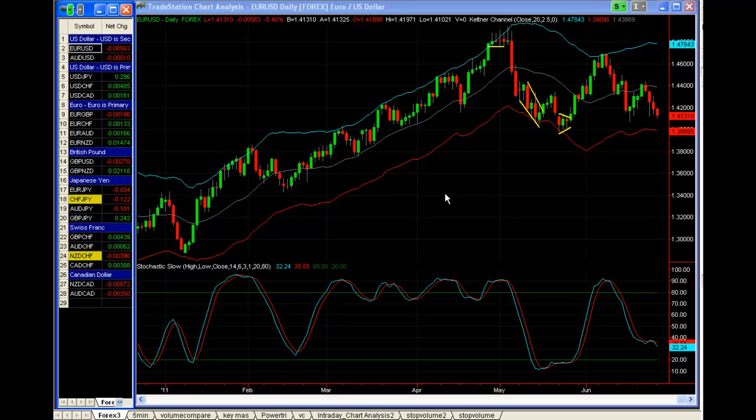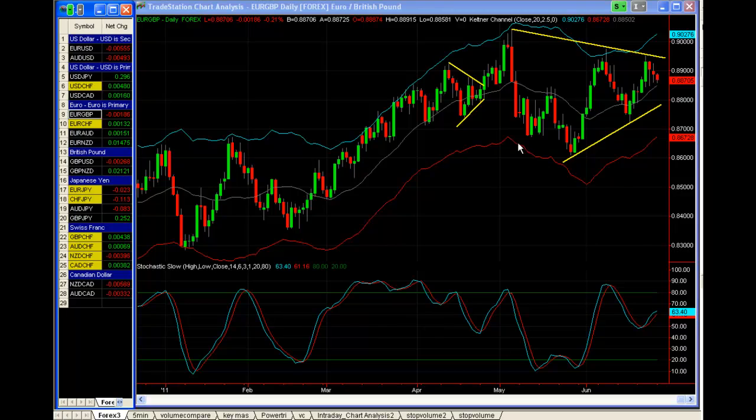A lot of people are calling for dollar rallies. Everybody's leaning one way. That's when you've got to really be careful. And here's the euro pound cross, also setting up for what could be a nice pattern.